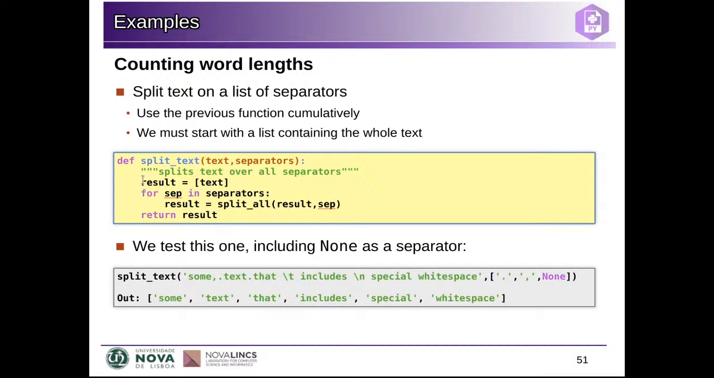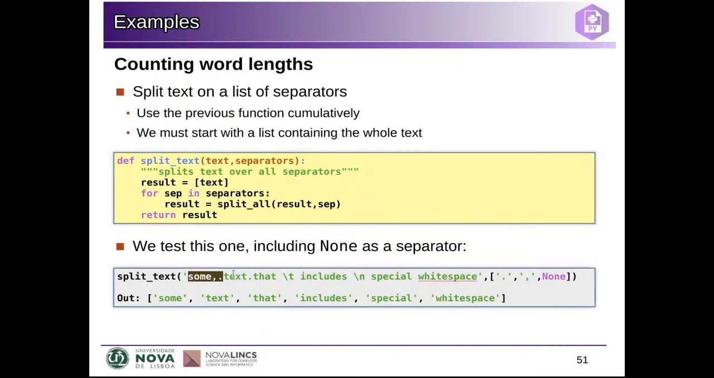So now we replace our list that started with the whole text together, and we replace it by the first result of breaking down using that first separator. So now when we are in the second separator, we are sending to the split all function a list that was already broken with the first separator. So now it's continuing the work and so on until the end.